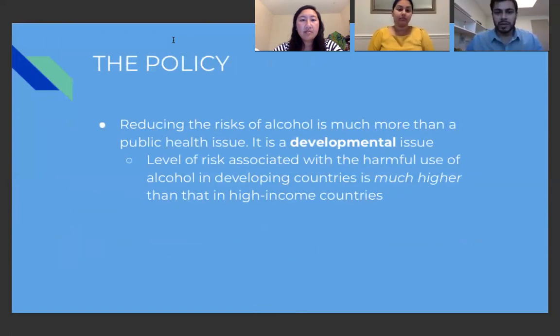So reducing the risks of alcohol is much more than a public health issue. It's actually a developmental issue. The level of risks associated with the harmful use of alcohol in developing countries is much higher than that in high-income countries.